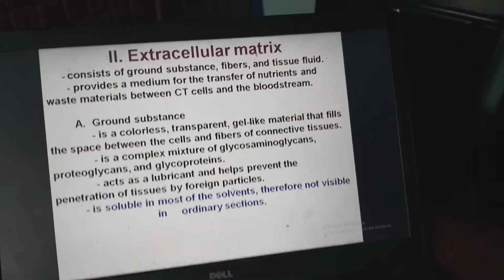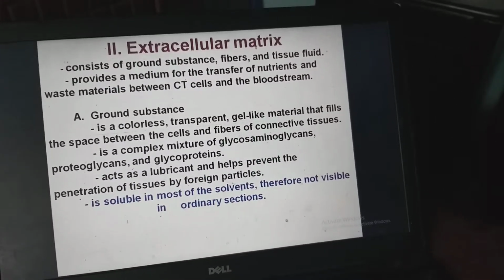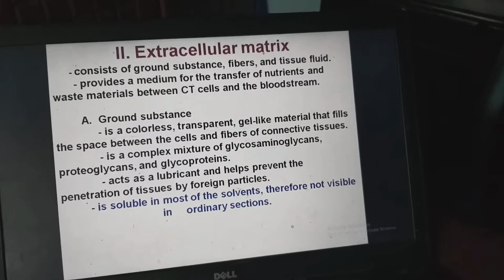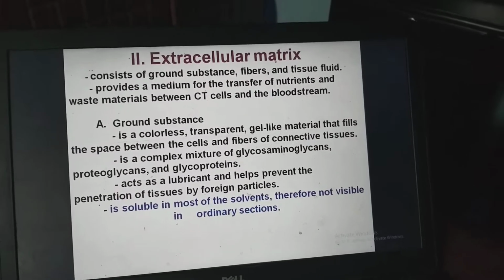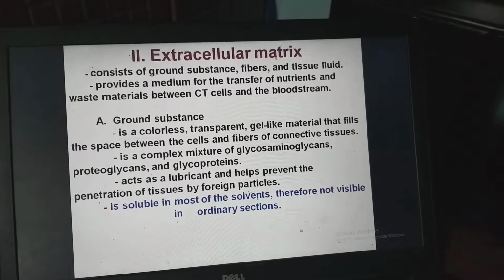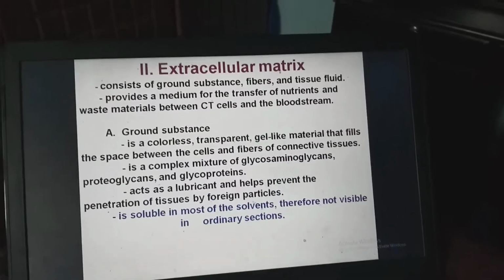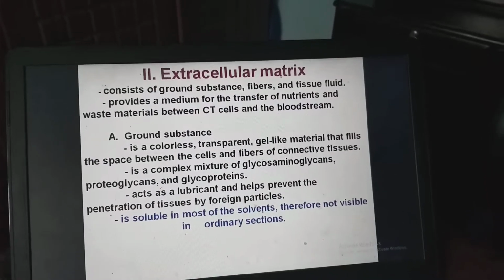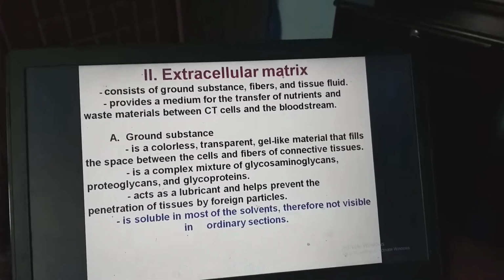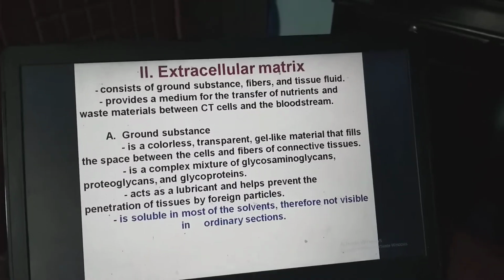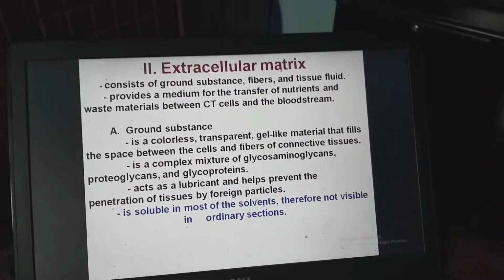They act as a lubricant and help prevent the penetration of tissue by foreign particles. If you remember, when we discussed even in gross anatomy, membranes of the body, there are three major membranes of the body. What are these? Mucous membrane, serous membrane, and the synovial membrane. What is the main function of synovial membrane? It produces synovial fluid, which is a lubricant. Look, don't forget, a lubricant. When we say lubricant, it is used for lubrication. So this ground substance contains these fluids. That's why we say synovial is not epithelial. Synovial membrane is what? It is a connective tissue membrane. It is not epithelial. That's why.